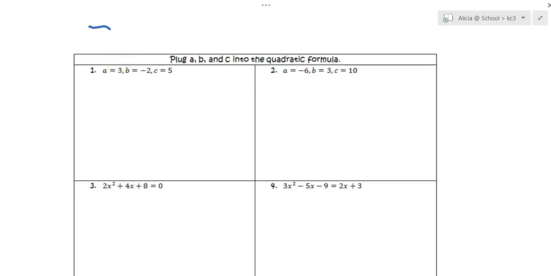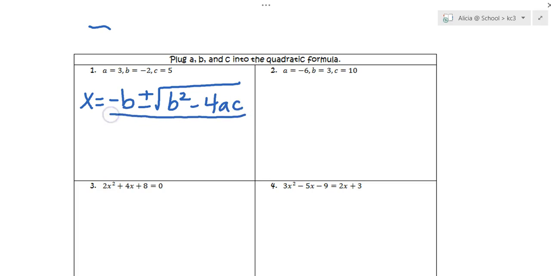All right, looking at this next one. It says we have to plug in A, B, and C into the quadratic formula. So what to remember is, well, what is the quadratic formula? So we're always going to start off with writing that. And the quadratic formula is x equals the opposite of b plus or minus the square root of b squared minus 4ac. Notice you're multiplying 4 times a times c, and then the whole thing is over 2 times a.